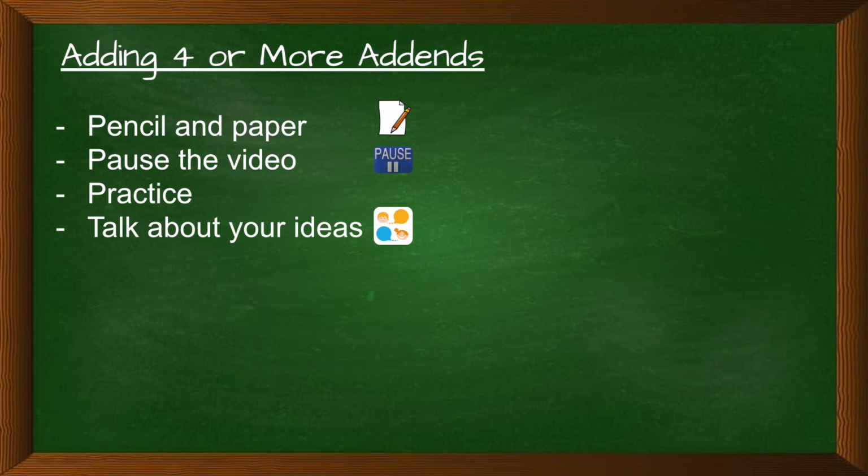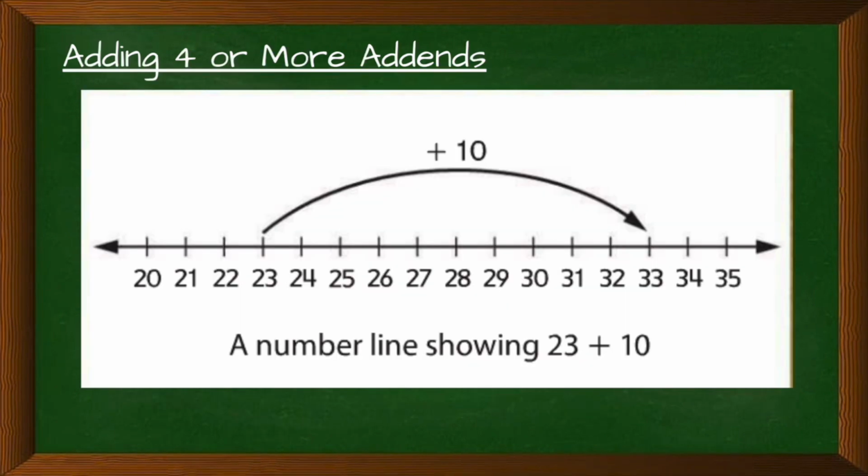Now, before we do that, I want to talk to you about the difference between a number line and an open number line. This is a number line. What do you notice when you look at this number line? For me, I see that it counts by ones. It starts at 20 and then counts up by 1, 20, 21, 22, 23, all the way up to 35. I also see that it shows a hop from 23 to 33 by adding 10. And in this number line, we could simply count up by ones to get from 23 to 33.